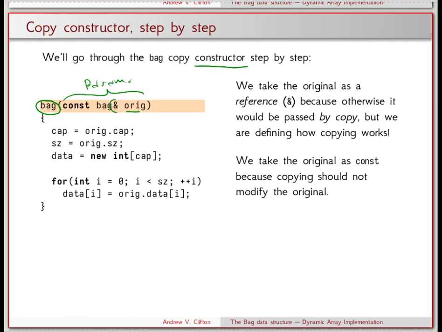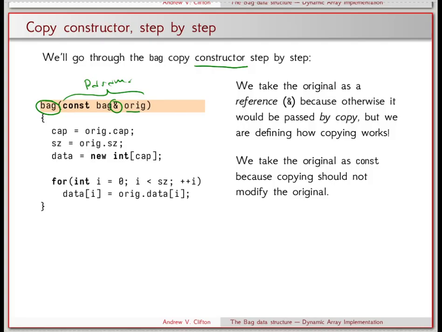And we take it as a reference, because if we didn't have the reference on it, then how would it get into the function? It would get into the function by having a copy of it made. But we're defining what it means to make a copy. So without the reference, we would be basically saying, okay, step one of copying a bag is make a copy of a bag, and that's sort of circular logic. That doesn't work. We have the reference on it to say that orig is just like a link back to the original bag. It's not a copy of it.